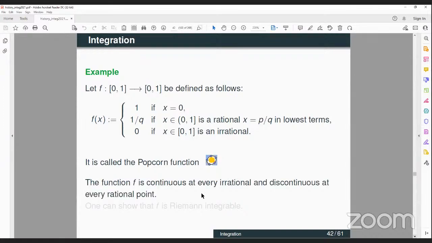One can show that this function is continuous at every irrational point and discontinuous at every rational point. So this is one example of a function which is discontinuous at an infinite number of points in every subinterval, but still one can show that it is Riemann integrable. So this illustrates that the class of Riemann integrable functions is quite large. I'm skipping the details because normally it is done in undergraduate mathematics, or you can ask me later and I will send you the details.